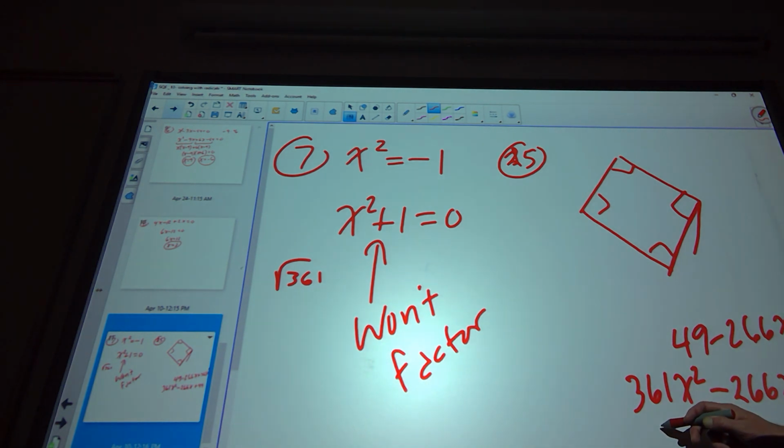So this is a perfect square trinomial. So it's 19x minus 7 and 19x minus 7. So each side is 19x minus 7. I won't give you one like that on a quiz. Anything else off those?